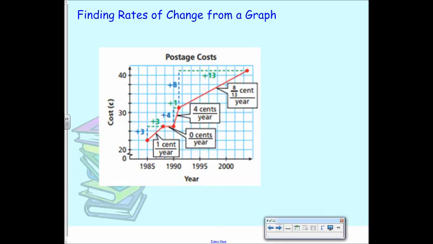Okay, what about if I give you a graph and ask you to find the rate of change? There's a couple ways you could do this. Could you record that information in a table? Yeah, absolutely, you could record it in a table, all right? Or you can just kind of count from point to point. So first of all, what's our independent variable? Years, right? Years is our independent variable, so that's going to go on the top or the bottom? Bottom. And then what's our dependent variable? Cost. All right, so this is going to go on the top.